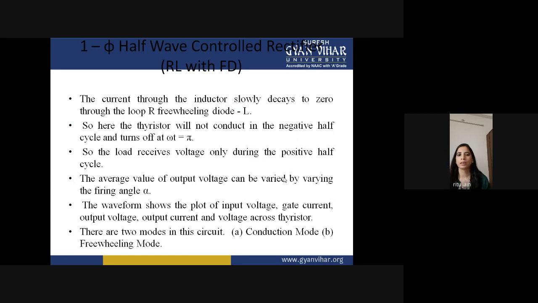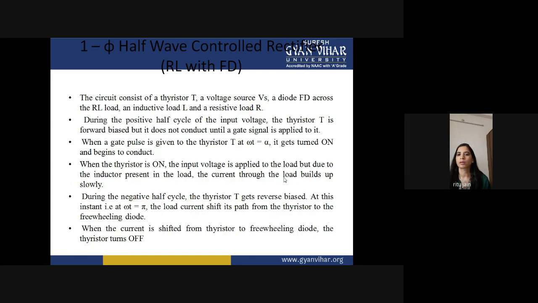So we can see that the circuit consists of a thyristor T, a voltage source Vs, a freewheeling diode across the load, an inductive load L and a resistive load R. During the positive half cycle of the input voltage, the thyristor T is forward biased, but it does not conduct until a gate signal is applied to it. So when a gate pulse is given to the thyristor T at omega t equal to alpha, it gets turned on and begins to conduct.